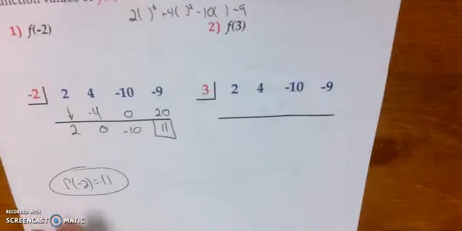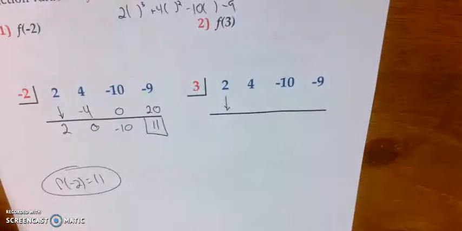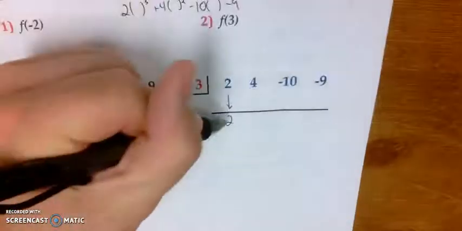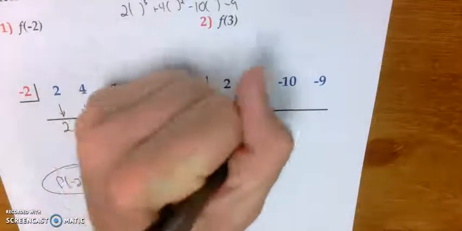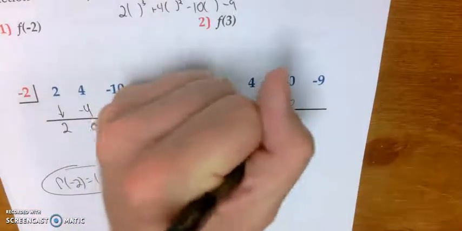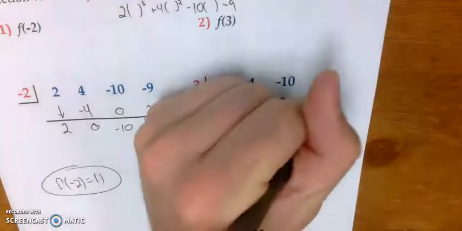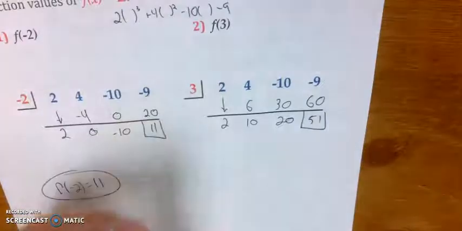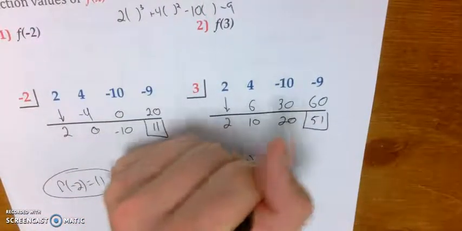I can do the same thing for f of 3. Again, we've got our coefficients. We drop the first number straight down, I get a 2. Anytime I go diagonally, I multiply by this number here, which is a 3. So this would be a 6. Drop down, I get a 10. 3 times 10 is 30. Add those, we get 20. 3 times 20 is 60. Negative 9 and 60 is 51. So f of 3 equals 51.